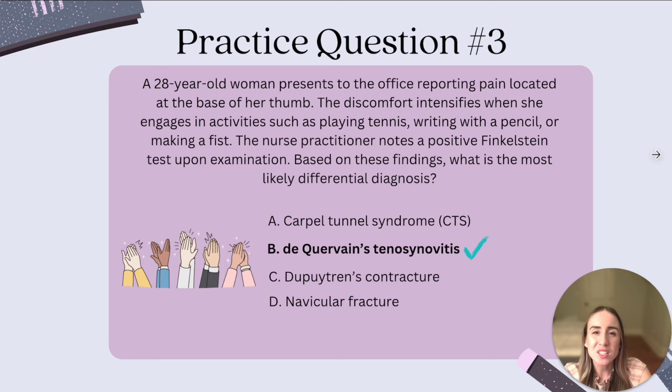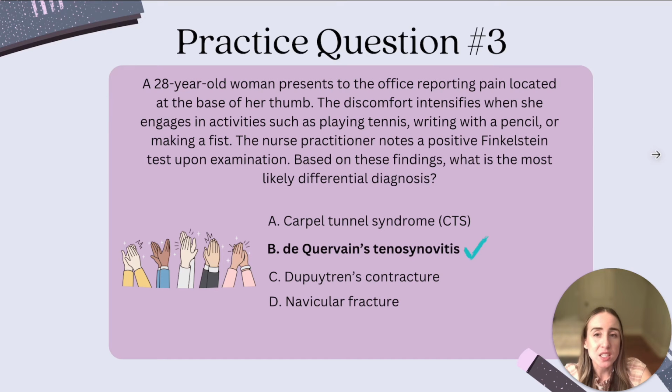What about option C, Dupuytren's contracture? Well, this condition is a hand deformity that develops over years, and it makes it difficult for the patient to straighten their fingers all the way due to the thickening of the skin on the palm of the hand. Thumb involvement is rare with this, and the Finkelstein test is not positive with this condition, so we can also rule out this answer choice.